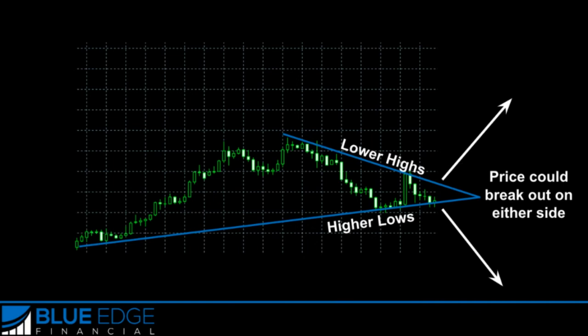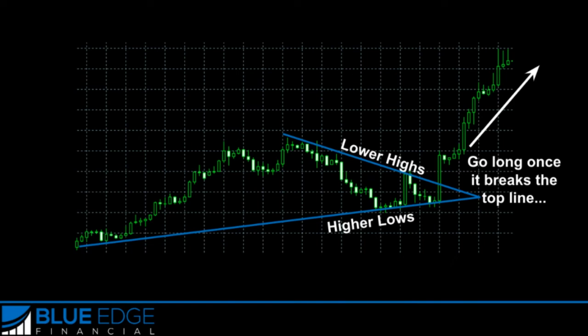Then we have symmetrical triangles. With symmetrical triangles, there's no horizontal support or resistance level, so there's no directional bias. You need to be ready to trade the breakout on either side of this triangle. So if it breaks to the upside, you want to be ready, and if it breaks to the downside, you want to be ready. In this example, with GBP USD, it broke on the upside and our long entry was triggered.